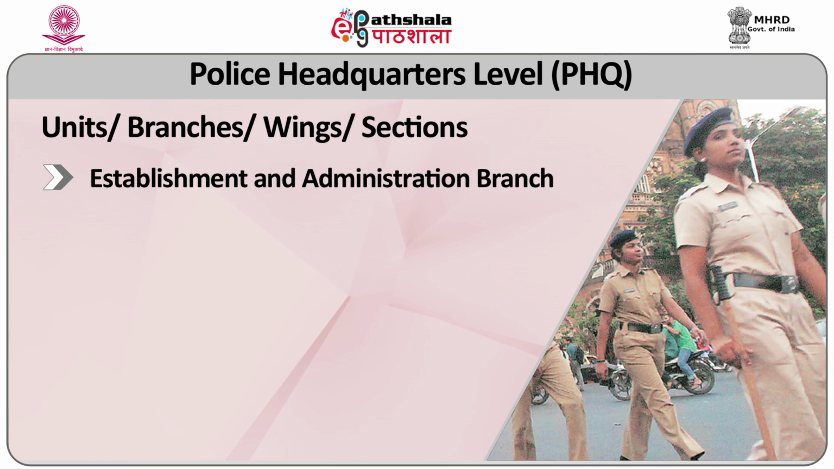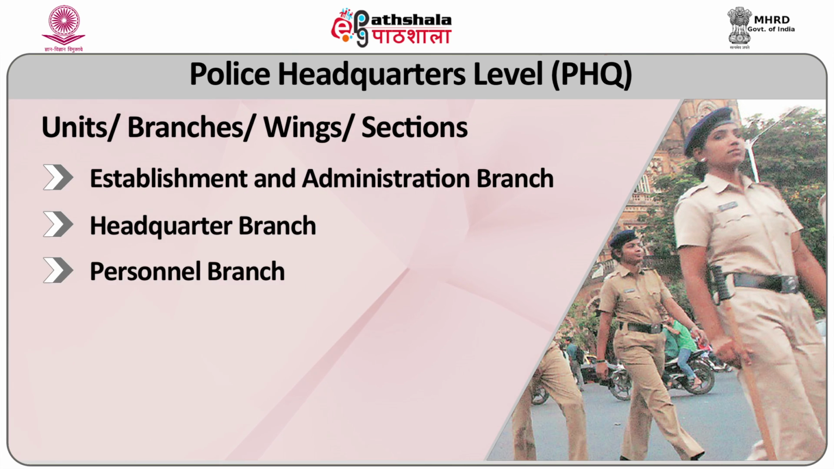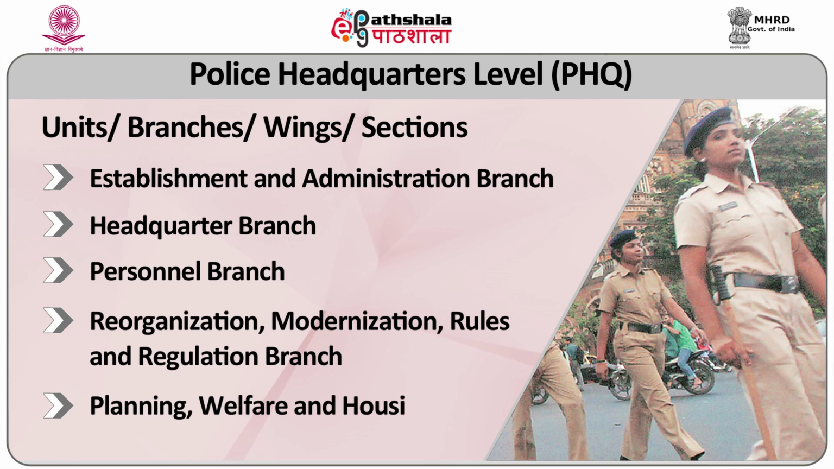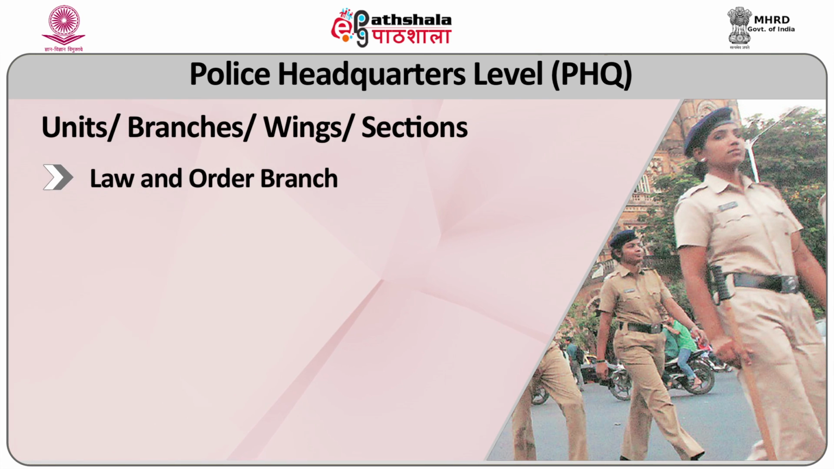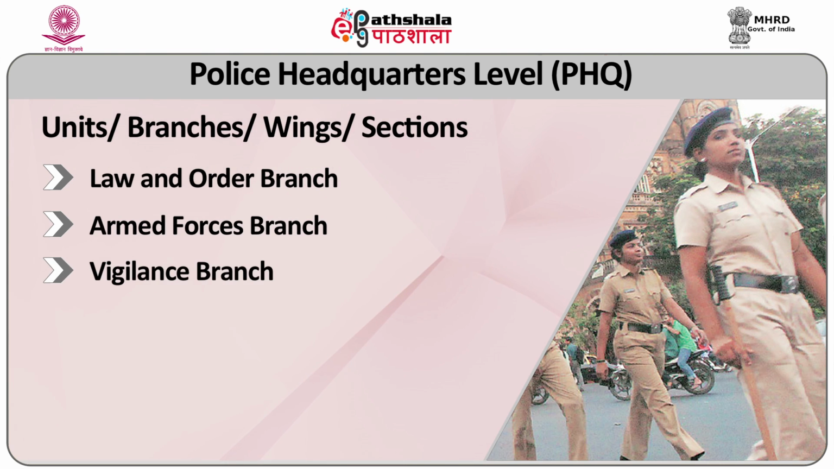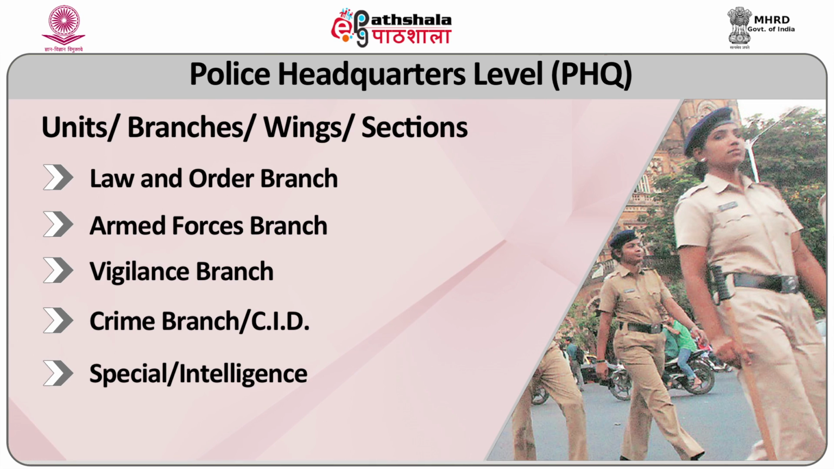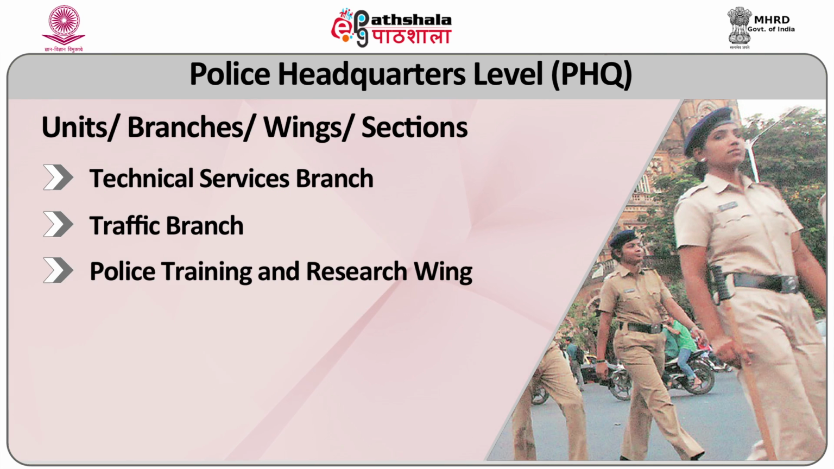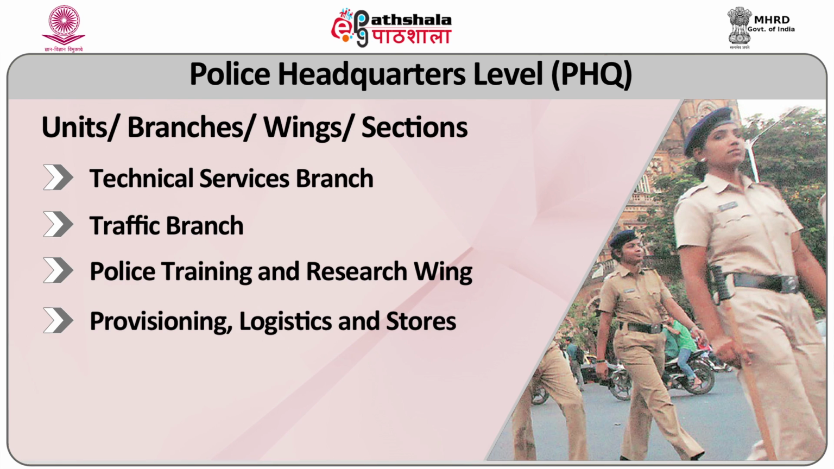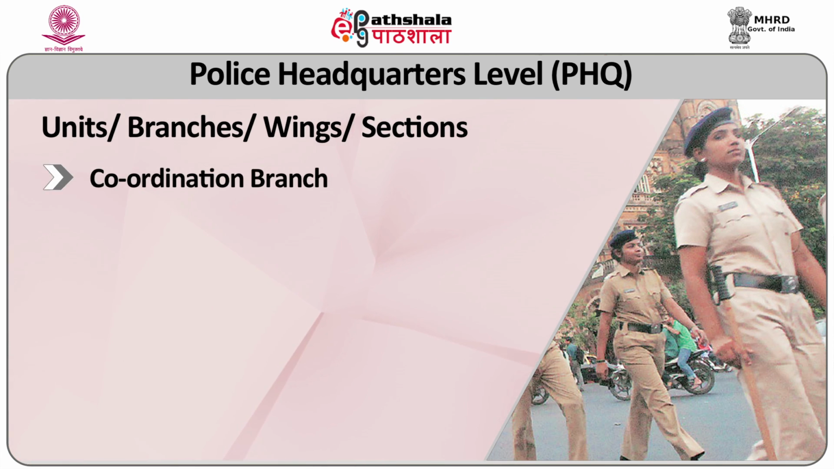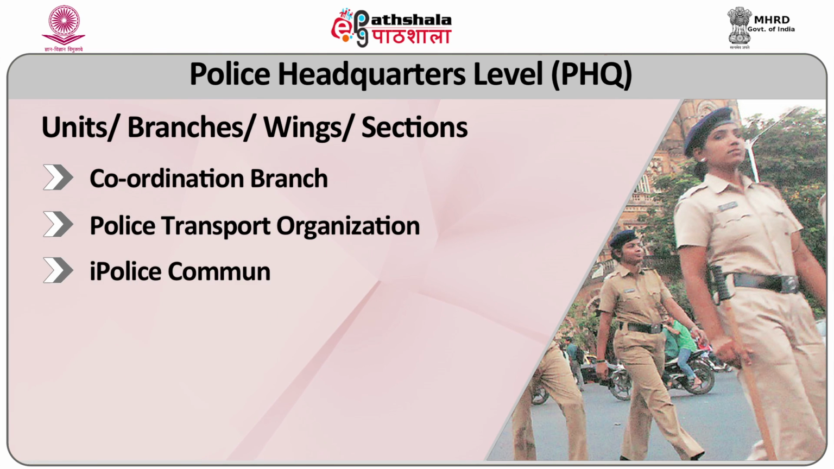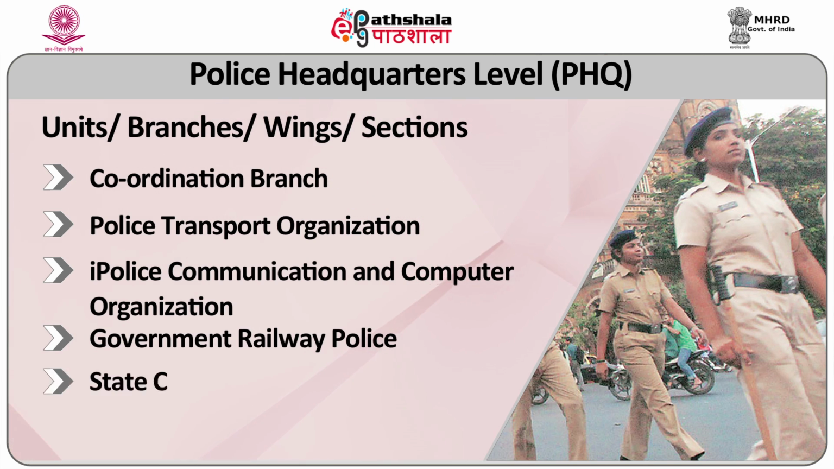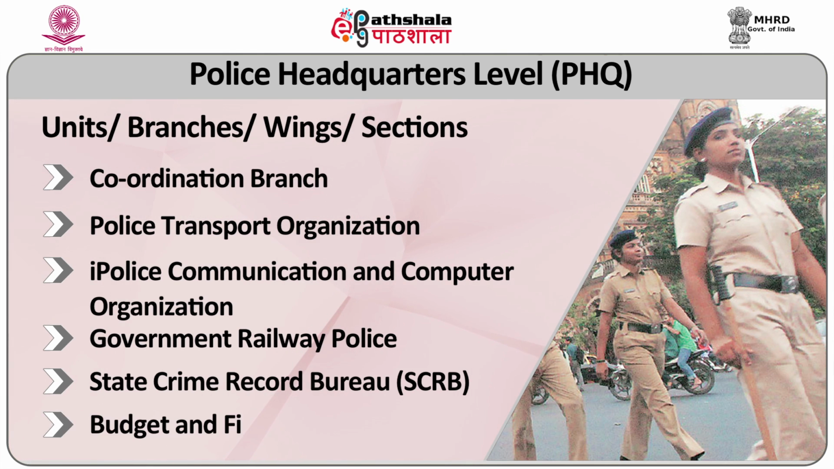Establishment and Administration Branch, Headquarters Branch, Personnel Branch, Reorganization, Modernization, Rules and Regulation Branch, Planning, Welfare and Housing Branch, Law and Order Branch, Armed Forces Branch, Vigilance Branch, Crime Branch or CID, Special Intelligence or Security Branch, Technical Services Branch, Traffic Branch, Police Training and Research Wing, Provisioning, Logistics and Stores Branch, Legal and Prosecution Wing, Coordination Branch, Police Transport Organization, Police Communication and Computer Organization, Government Railway Police, State Crime Records Bureau, SCRB, Budget and Finance Branch.